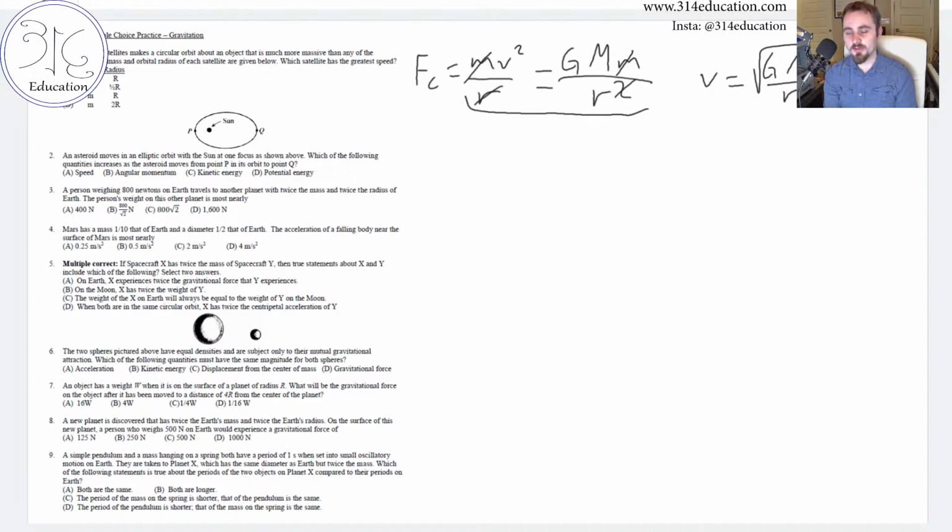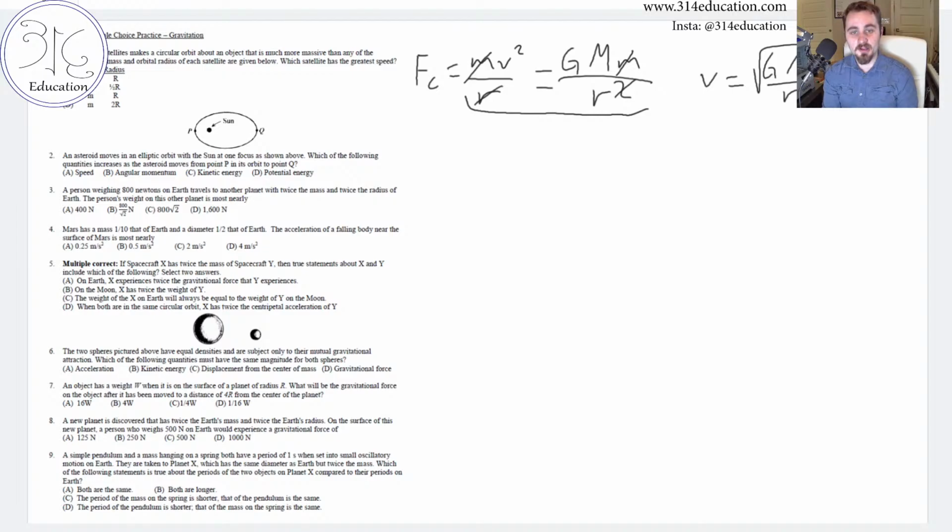And so notice, this doesn't depend on the mass of the satellite at all. It only depends on the radius, and it's inversely proportional to the radius. So the smaller the radius is, the faster the speed will be. So we're looking for the satellite with the smallest radius, which would be B.